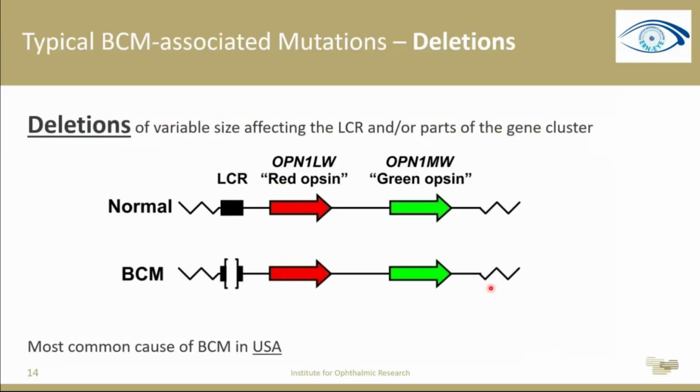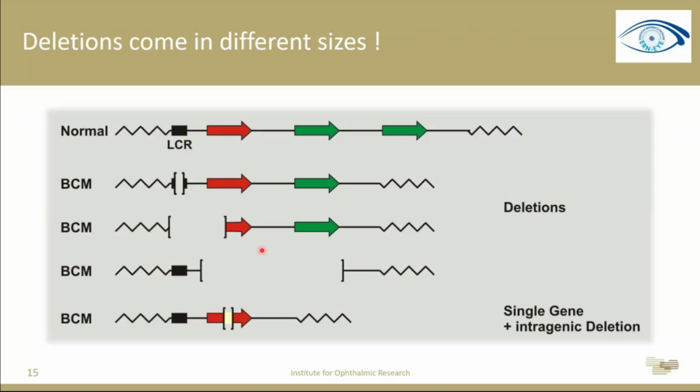The first important cause are really large deletions. They can be variable in size. The smallest are typically deletions of this locus control region, but they can also, we will see that in further slides, extend into the genes. Deletions focusing here on the locus control region are actually the most common cause in patients originating from the US. When we do our tests and test for the locus control region, often we are almost done, the diagnosis is clear. These deletions come in different sizes.